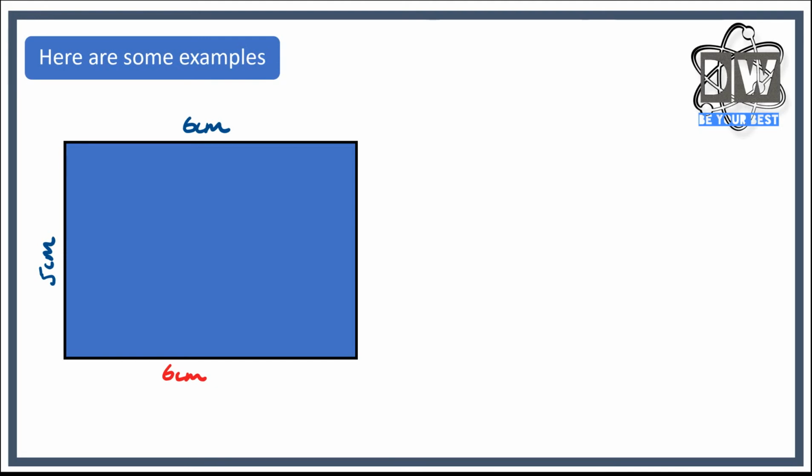So the last missing value should have been 5 centimetres. So the perimeter for this shape would be 5 plus 6 plus 5 plus 6. And those added together will give us 22 centimetres.